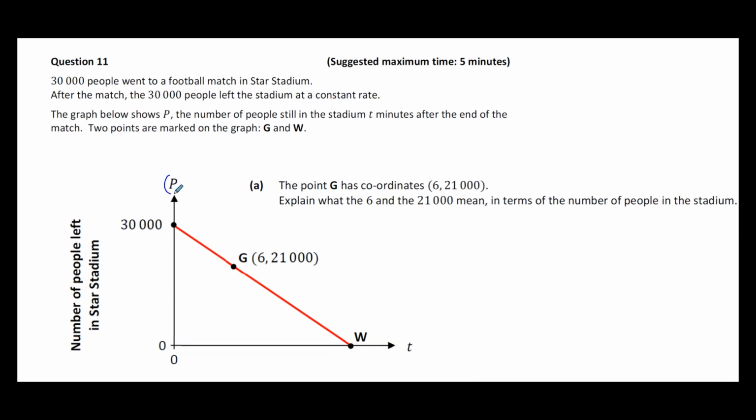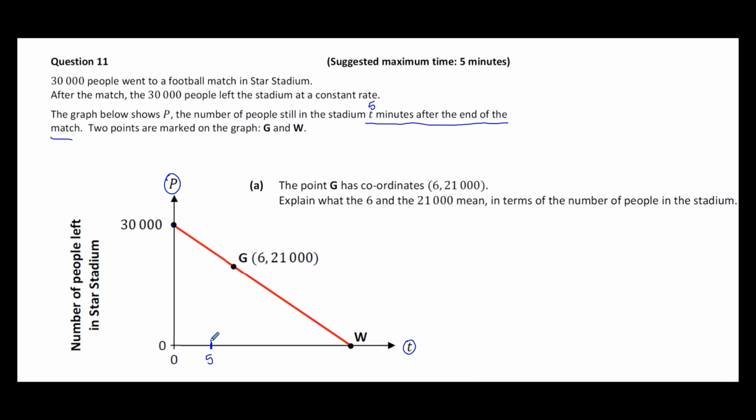So P is saying how many people were still in the stadium, not how many people left, T minutes after the end of the match. So let's say I want to know how many people were still in the stadium after 5 minutes. That's what we have on the graph here. This is the time and this is P. We don't know exactly where those values are, but let's say here is 5 minutes.